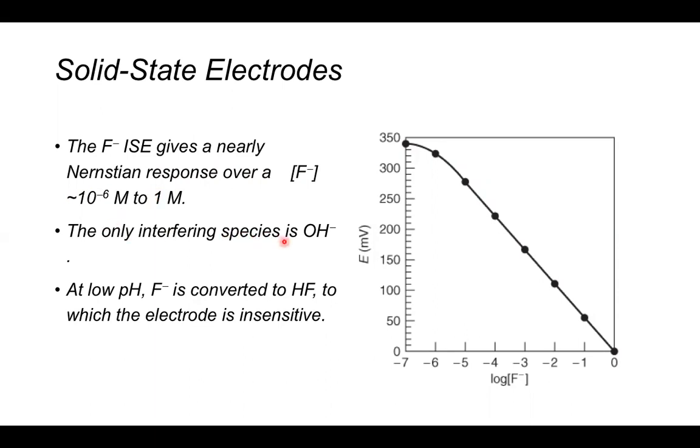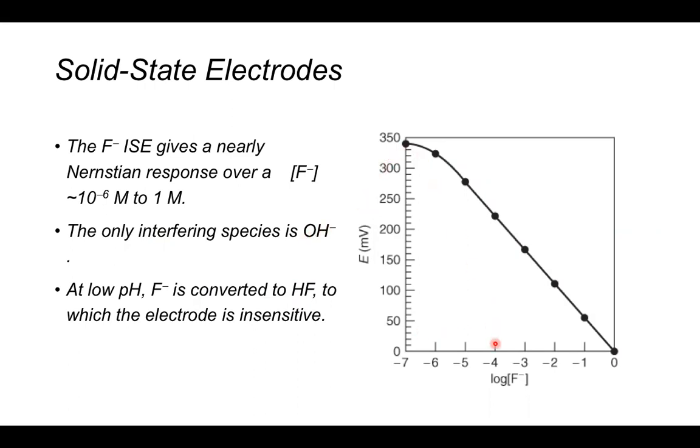The only interfering species then is OH minus, and at low pH, fluoride is converted to HF, to which the electrode is insensitive. So low pH is whenever we have a lot of protons in solution. Those protons react with the fluoride to produce HF, a kind of a weak acid. That's the reason why HF is formed. Normally, for example, if it was chloride ions, they wouldn't form very easily into HCl. But because HF is a weak acid, it's possible for it to form. So yeah, the only interfering species is OH minus, assuming that it's an aqueous solution. We can have OH minus ions in solution.